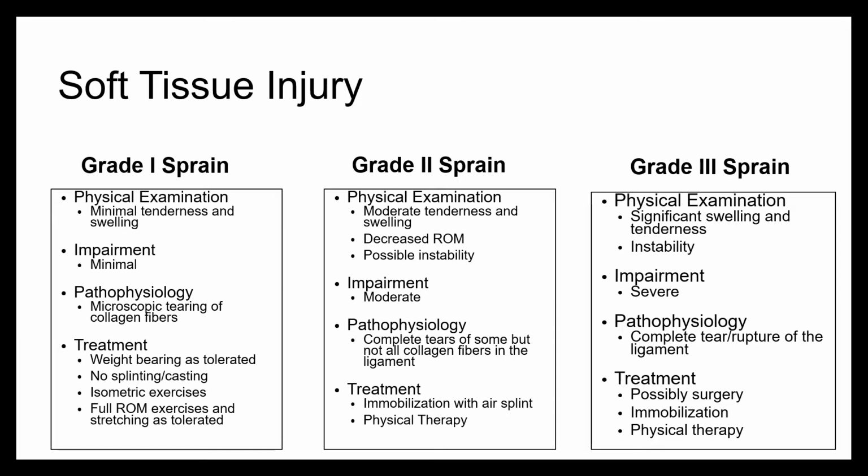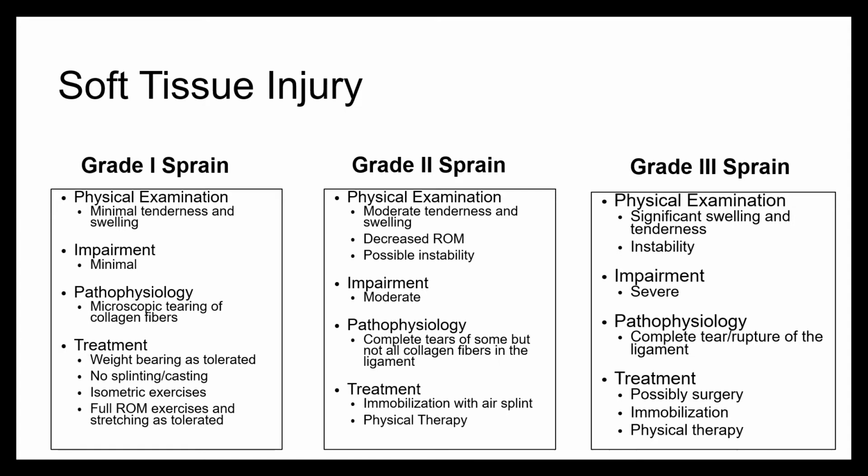I'm not going to go through and read the pathophysiology section to you, but you can see as you read all the way across that there are going to be some notable differences all the way from microscopic tearing with the grade 1 up through the grade 3, where we have a complete tear or a rupture of that ligament. The treatment is important because it does depend on understanding first the severity of the sprain to know what we're going to do about it.